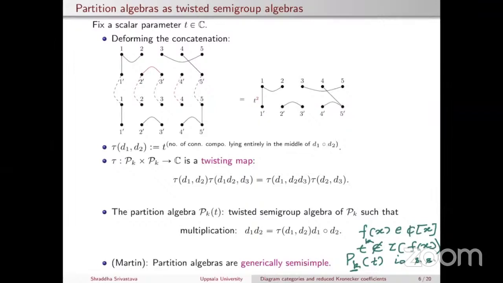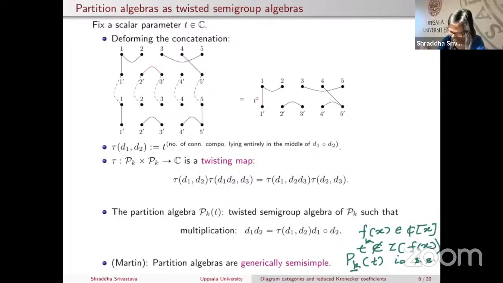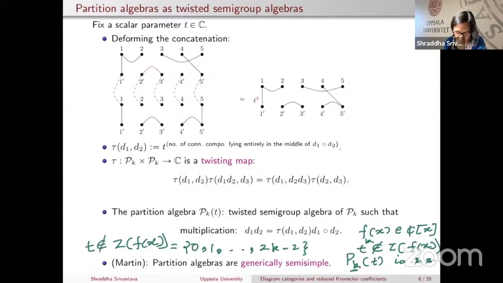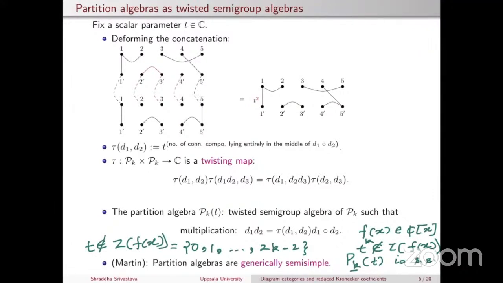So what was f of x? f of x is just a polynomial in one variable. I'm not explicitly telling what it is, but for the partition algebras it is known. I just said the zero set of f, and we can write the polynomial from there. So we have finitely many non-negative integers 0, 1 up to 2k minus 2. If the parameter is not in these values, then the partition algebras are semi-simple. Oh, you're just saying there is an f such that.